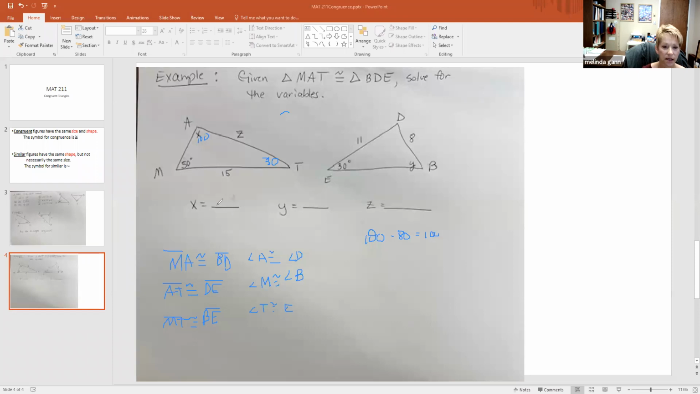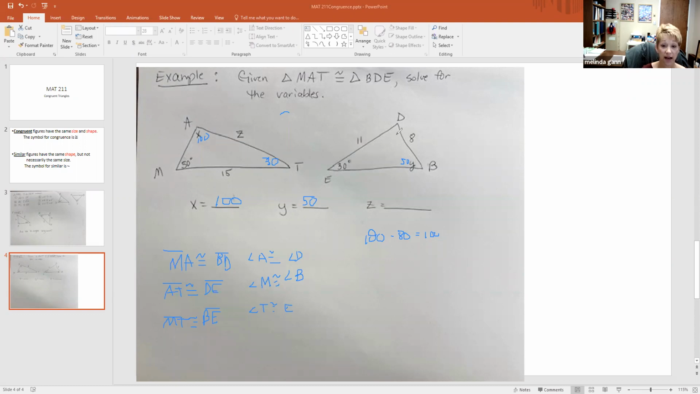So X is 100. So let me go back and double check what my other one had to be. Which one over here was 50? B was Y. Y was 50. So make sure you put them in the right blank. Let's double check and make sure I'm correct. M is supposed to match B. So if M is 50, B would have to be 50. So that's Y. All right. A and D match, and T and E match. So if E is 30, T has to be 30.